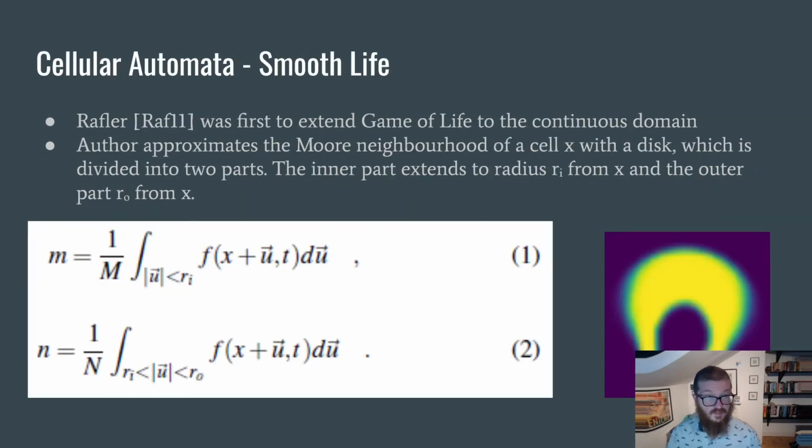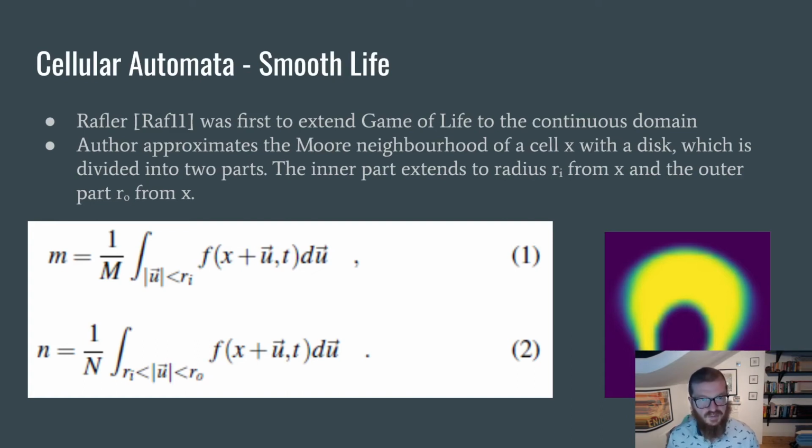Moving on to modern works with cellular automata. In Smooth Life, Rafler argues that one of the defining features of the Game of Life is the glider. The creature, seen here on the right-hand side of the slide, then moves smoothly across the grid and wraps around at the edges. Rafler describes a continuous version of the Game of Life featuring a glider.